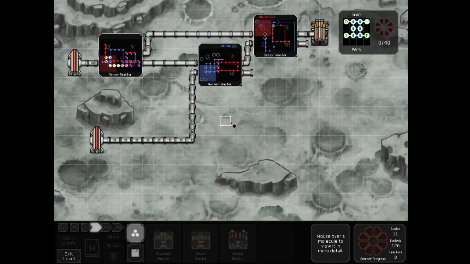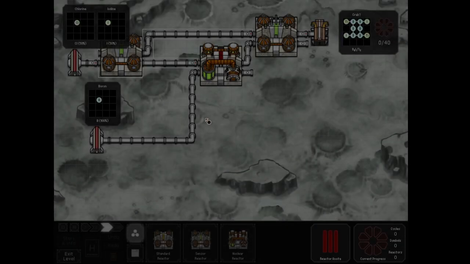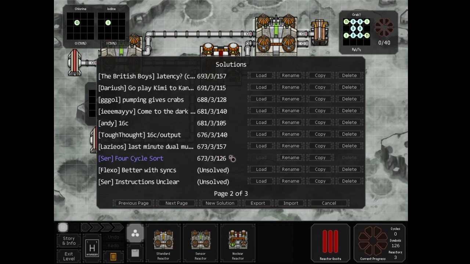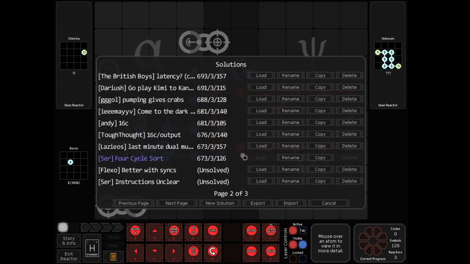Let's see if we can see the buildup in the pipes. There must be buildup, right? Yeah, there. You can see it slowly disappear. Very nice. Okay. This will be 126 symbols, and this is going to symbol tiebreak Lazieos, because no double pumping. And that'll be good for second place. Very nice.